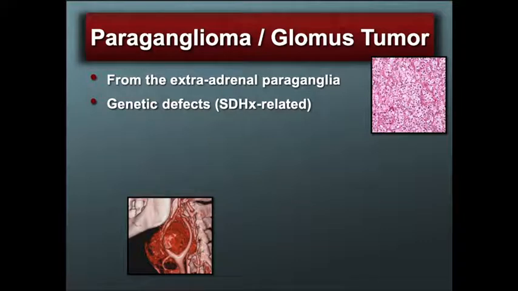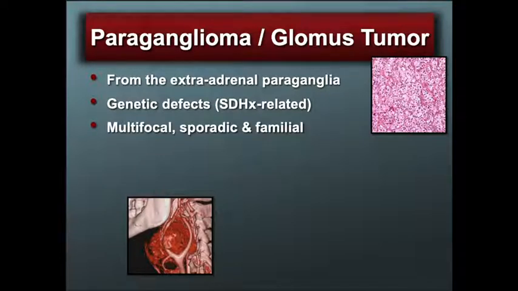Paragangliomas, or glomus tumors, are typically benign, highly vascular neoplasms, embryologically originating from the extraadrenal paraganglioma of the neural crest. They are frequently associated with recognizable genetic defects of succinate dehydrogenase enzyme. It has been now established that up to 35% of head and neck paragangliomas have defects in this SDH enzyme. Glomus tumors tend to be multifocal, even in sporadic cases, but especially in the familial cases.